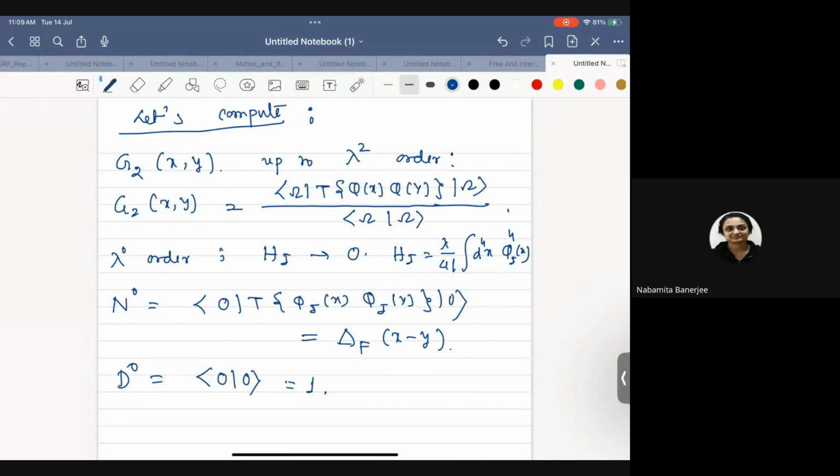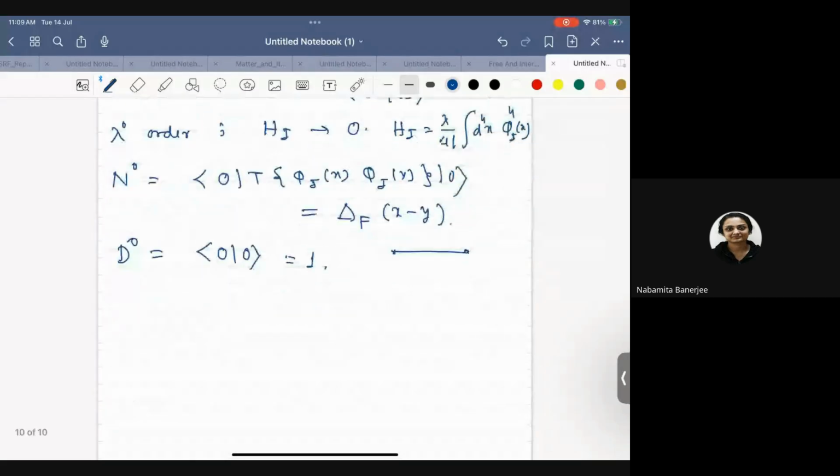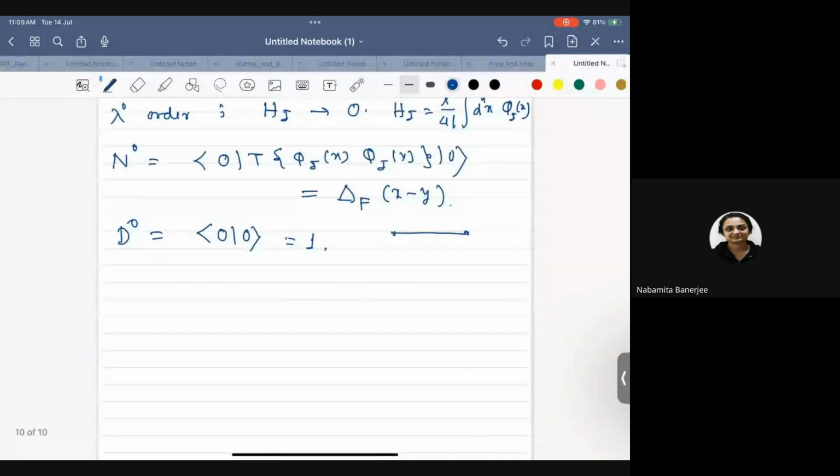Right, so the first term in G2, to the order lambda to the power 0, is nothing but our good old Feynman propagator. If I have to draw the diagram, then that's it. Okay, that is obvious because I have not taken any interaction. Now comes the fun.